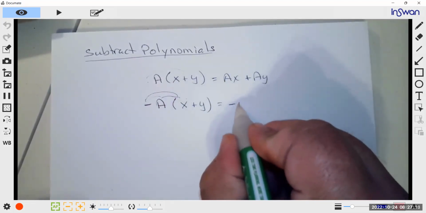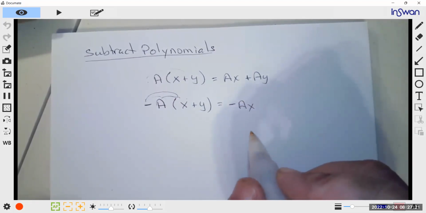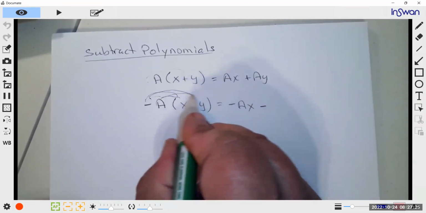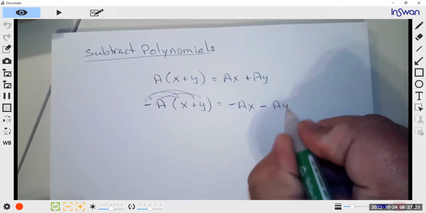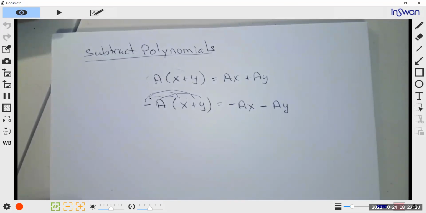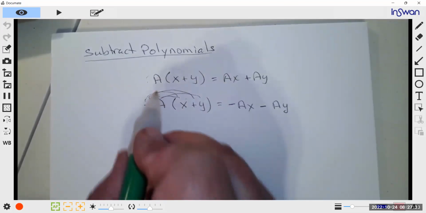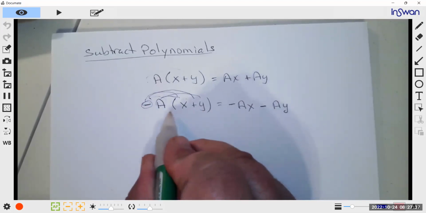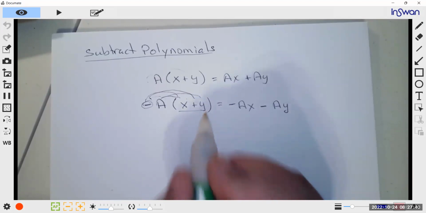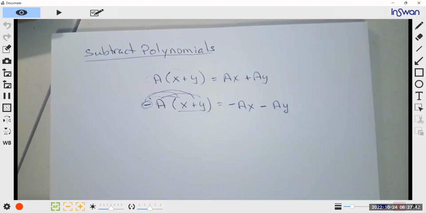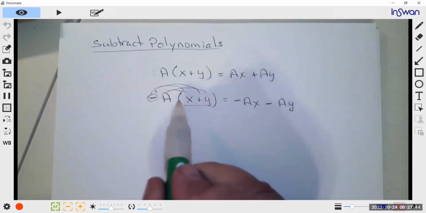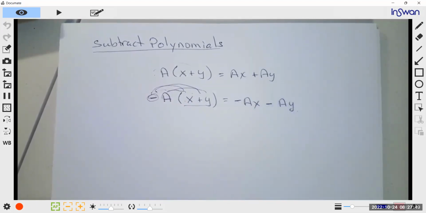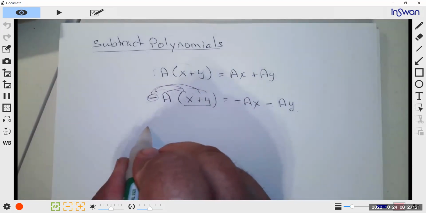A times x is ax. Negative times positive is negative. A times y is ay. So what a negative does in front of a parenthesis is, when you finish multiplying it, it changes all those signs inside there. Because it used to be positive x, positive y, now it's negative x, negative y.